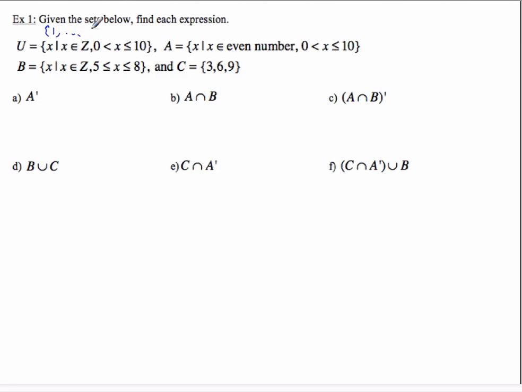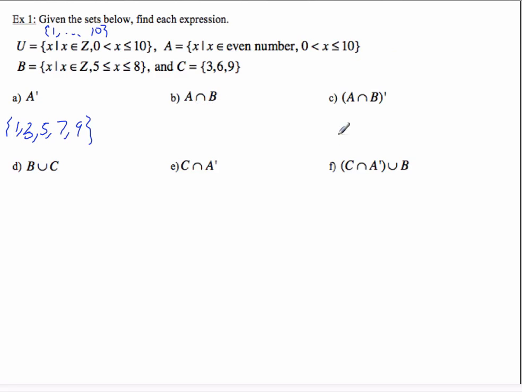Basically the numbers are the integers 1 to 10. Everything that's not in A is the even numbers from 1 to 10. So not A, or the complement of A, are the odd numbers: 1, 3, 5, 7, 9 are not in A.